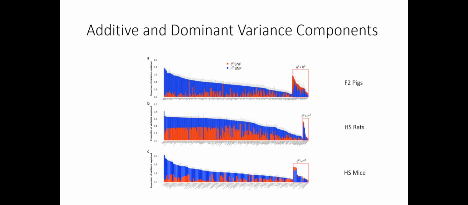You can see that the total amount of heritability is given by the height of the blue, and then the amount which is dominant is shown in red. And as you would expect, the majority of traits are predominantly additive, but there are significant amounts of dominance heritability really across the board. And something like 25% of the heritability appears to be dominance, according to this measure.